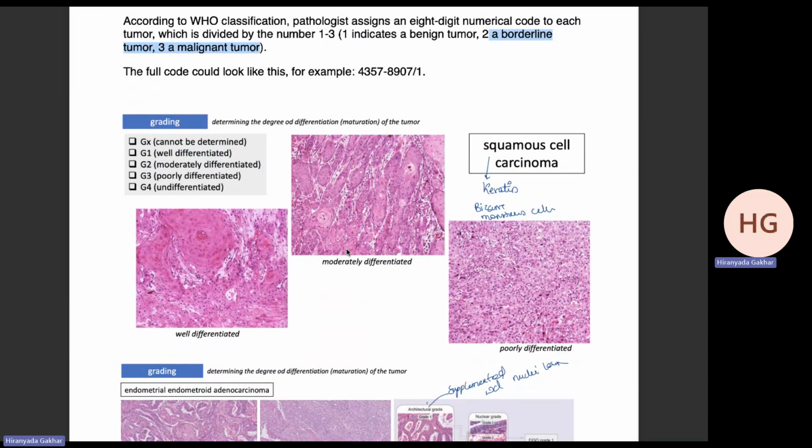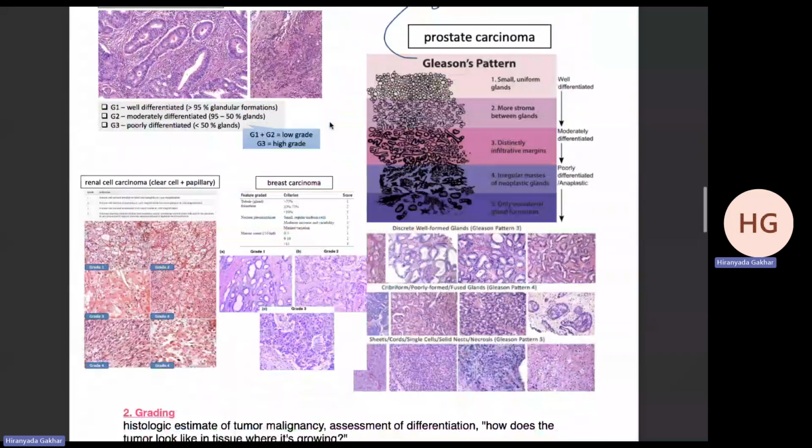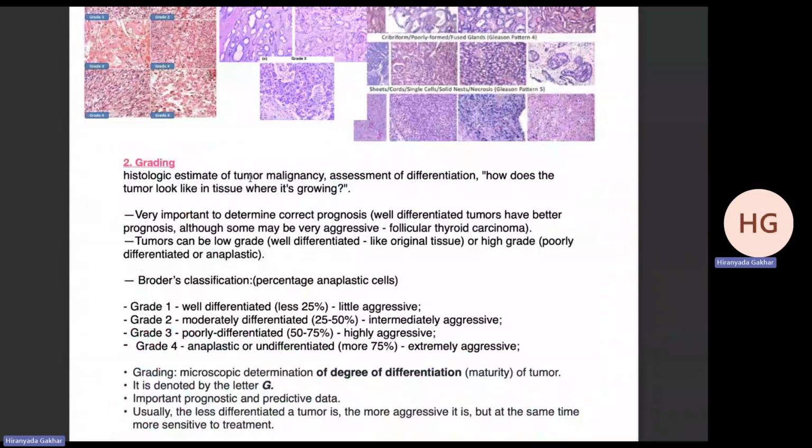Okay, now the second part of the question, which is grading. So, grading, if we look here, is basically the histologic estimate of the tumor malignancy or assessment of differentiation. Now, what do these complicated definitions mean? This means that when we are grading a tumor, we see how the tumor looks in the tissue where it's growing. Does it look similar to the tissue where it's growing, or does it look entirely different, or like something totally else?